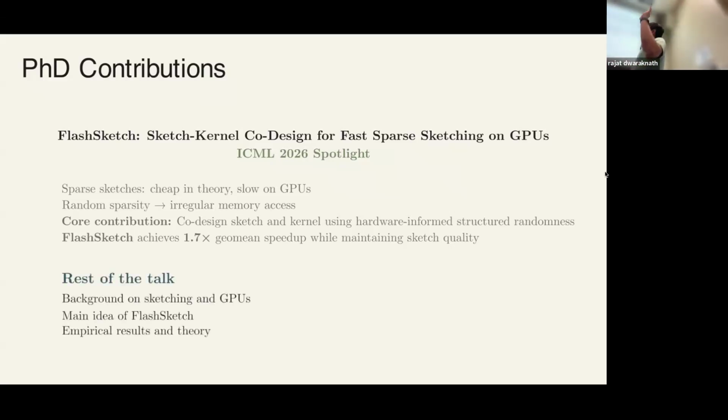It's all right if you didn't understand all of that, because the rest of the talk is going to be a deep dive into this paper. I'm going to build all the context you need in terms of background on what sketching even is and how it's related to GPUs, so that what will follow naturally is the solution, which is FlashSketch. And then at the end, I'll conclude with empirical results and theory. Great. Okay, let's get started with the fun stuff.